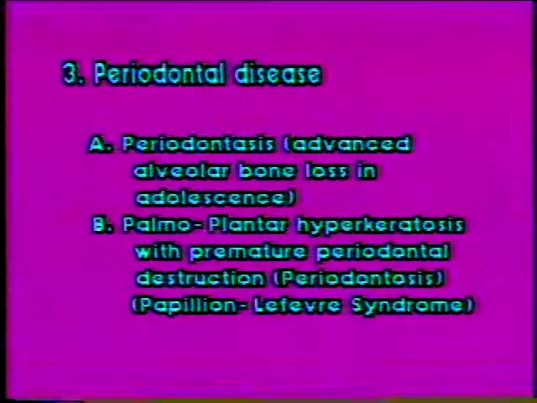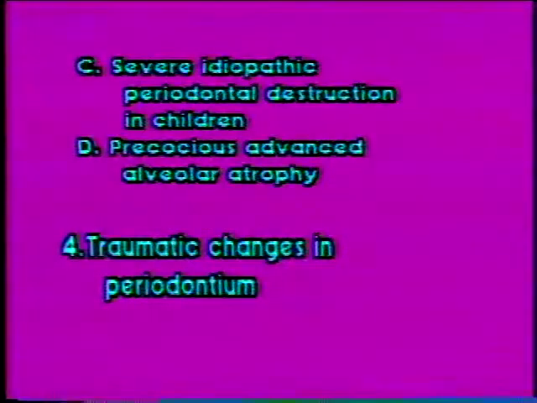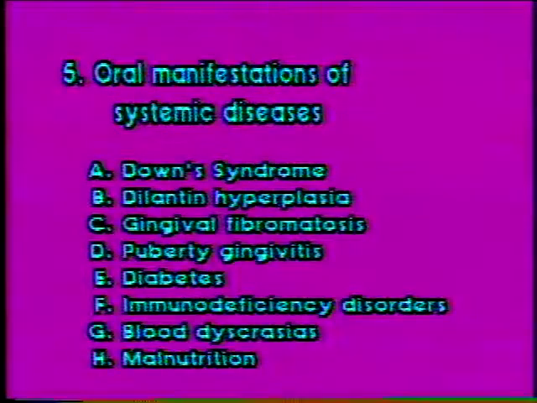periodontal disease, periodontitis, advanced alveolar bone loss in adolescents, palmoplantar hyperkeratosis with premature periodontal destruction, periodontosis, Papillon-Lefèvre syndrome, severe idiopathic periodontal destruction in children, precocious advanced alveolar atrophy, traumatic changes in the periodontium, oral manifestations of systemic disease, Down syndrome, dilantin hyperplasia, gingival fibromatosis, puberty gingivitis, diabetes, immunodeficiency disorders, blood dyscrasias, malnutrition.